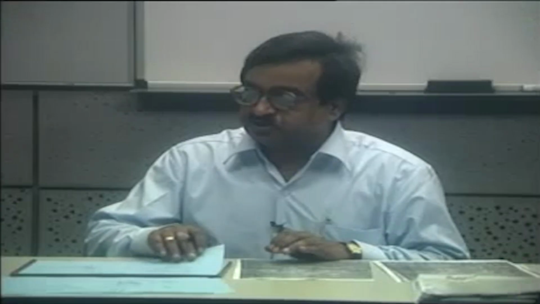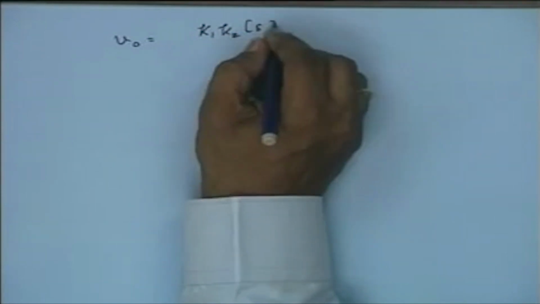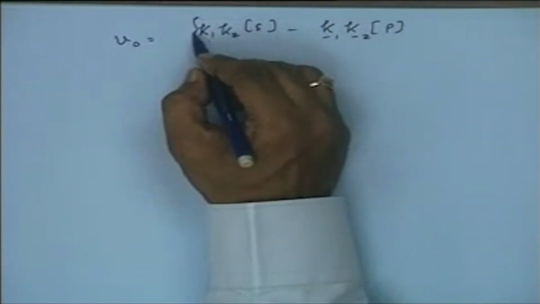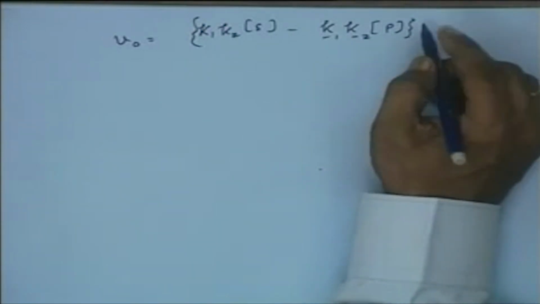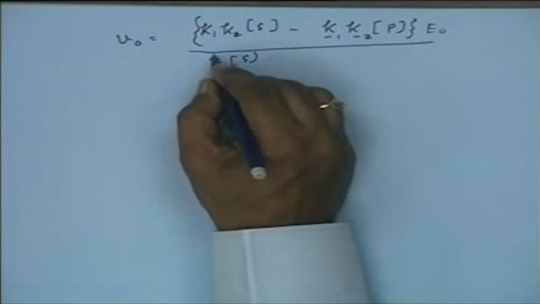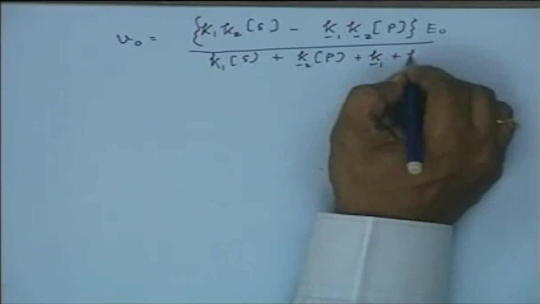Now, just to continue on the Briggs-Haldane and Haldane kinetics based on the reversible enzyme catalyzed reaction, if you recall what we got as V naught is equal to K1 K2 into S minus K minus 1 K minus 2 P, whole times E naught, upon K1 into S plus K minus 2 into P plus K minus 1 plus K2.